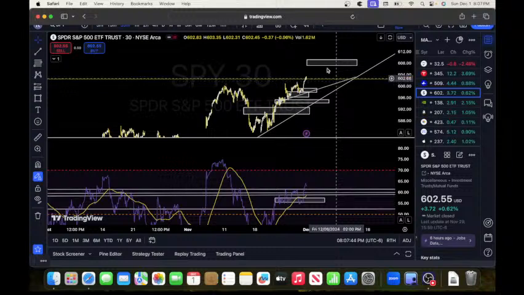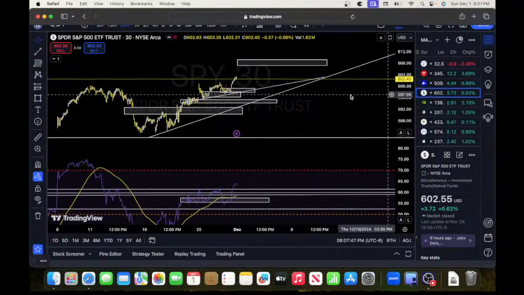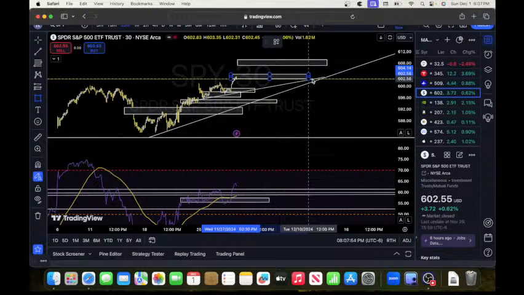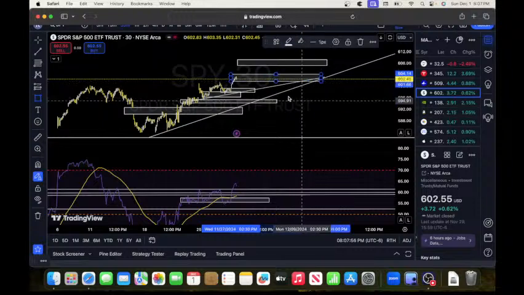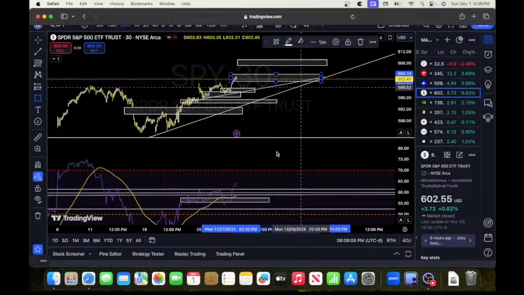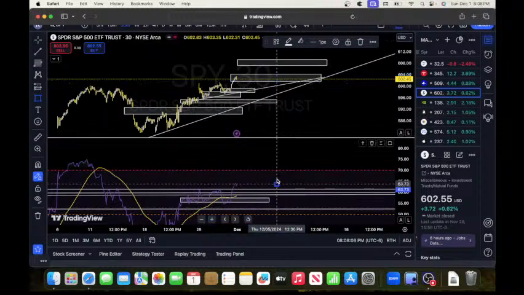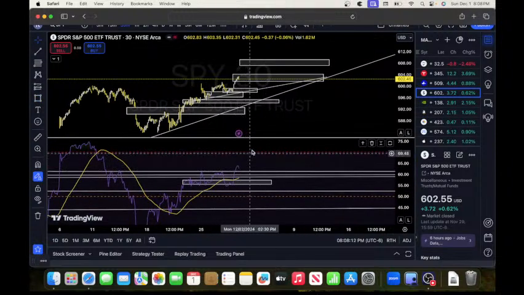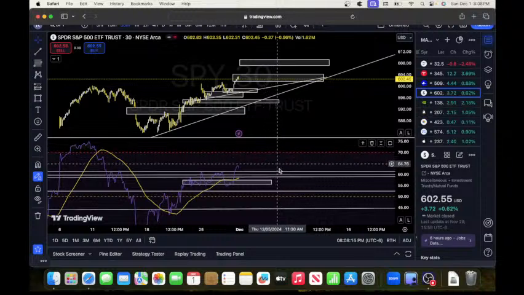So right now, 602 will probably be my new level of support if we were to come up to this level. As long as this trend holds here and this trend holds here, 602 will probably be my next level of support. And then we'll see the RSI trade to the upside, round itself out, and then come back and retest levels somewhere around here.